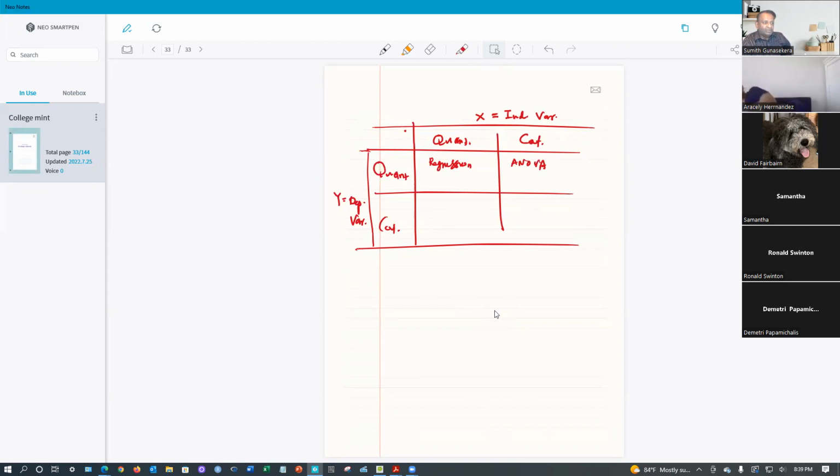When the x variable is quantitative or categorical, and then the y is categorical, what do you use? Then you are using logistic regression. Or categorical to categorical, what can you use? Contingency table. Can you remember? Mainly contingency table with chi-square test, or logistic regression. I would say logistic regression as well.